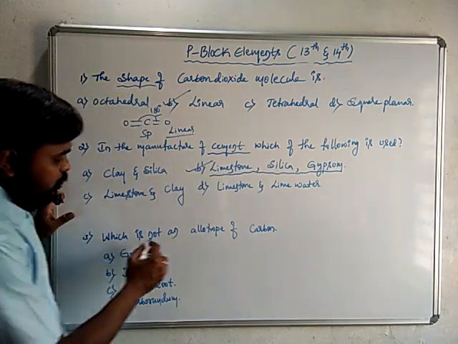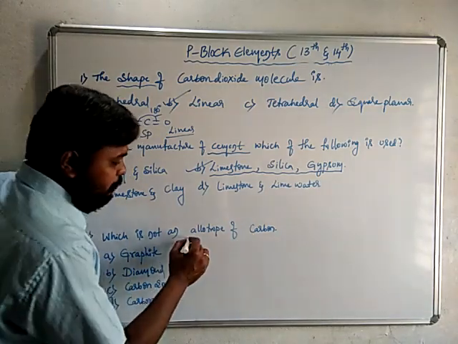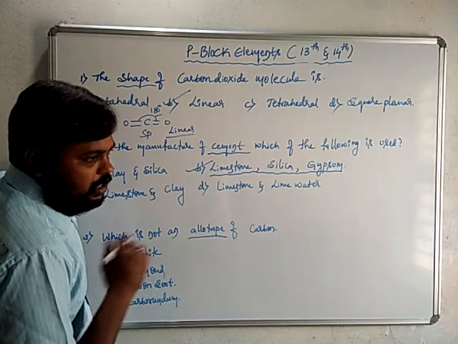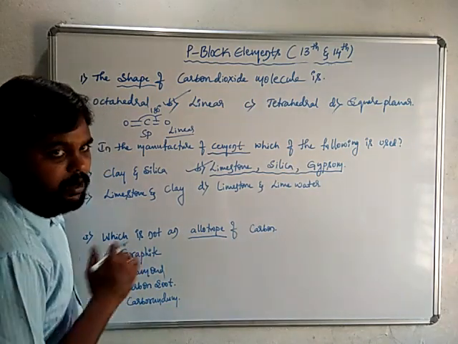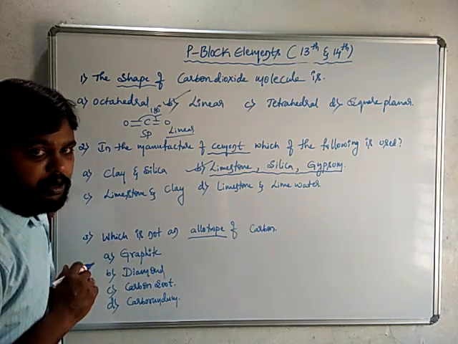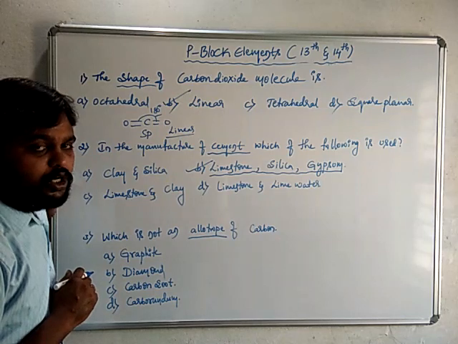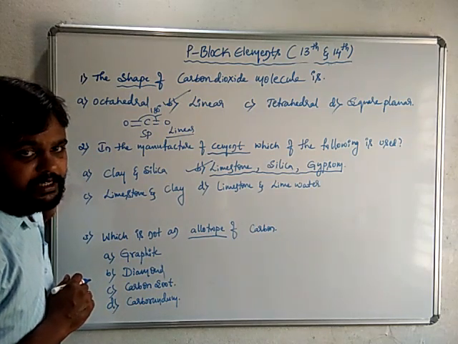So next is, which is not an allotropic form of carbon? I told you allotropic forms of carbon. Allotrope means having the same chemical composition but showing different physical properties. So the same compound showing different properties, physical properties, not chemical. So carbon has three very important allotropic forms: diamond, graphite and fullerene.